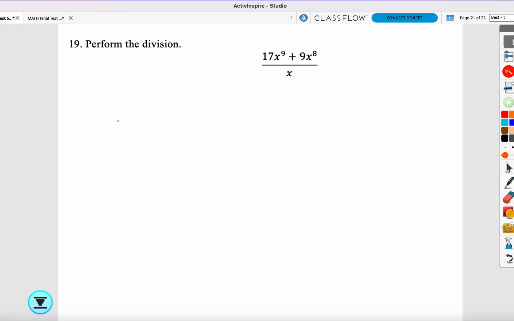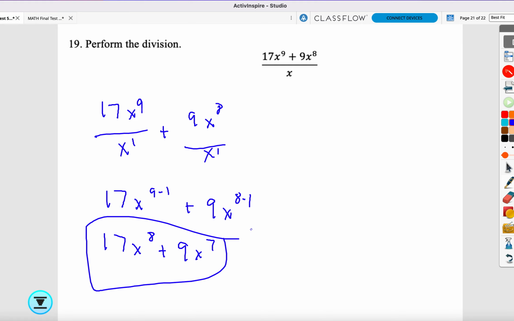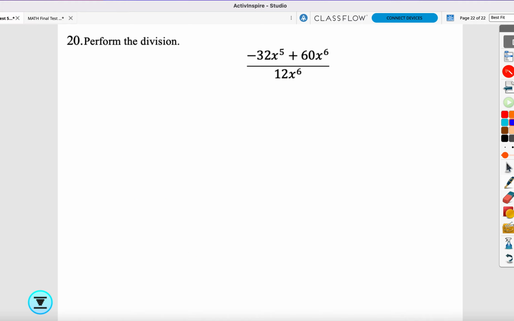Perform division. So then we have 17x to the 9 over x plus 9x to the 8 over x. So here we have x to the 1 and x to the 1. The quotient rule is we subtract the exponents. So 9 minus 1, so it'll be 17x to the 9 minus 1 plus 9x to the 8 minus 1, because we're subtracting, right? So 9 minus 1 is 8, plus 9x to the 7, and we're done, because the quotient rule is subtracting the exponents.